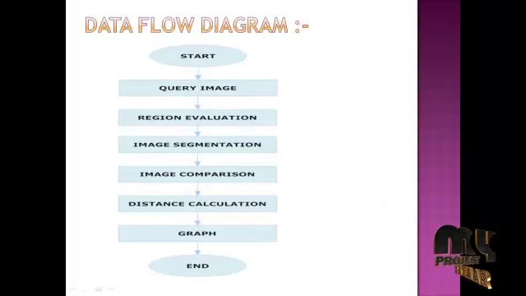Here, as I said, the user needs to provide some input query image. After providing the query image, the regions available in the query image will be analyzed. Then the regions will be segmented into different parts based on the colors. After performing the image segmentation, the histogram values of every region will be calculated.